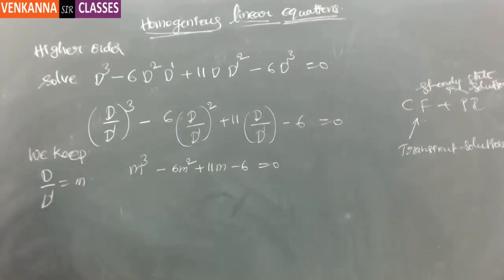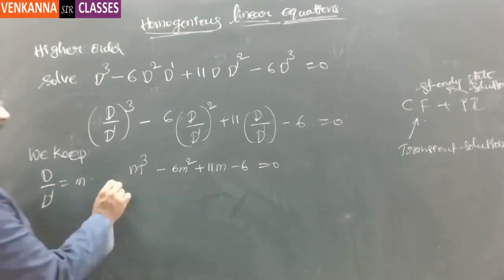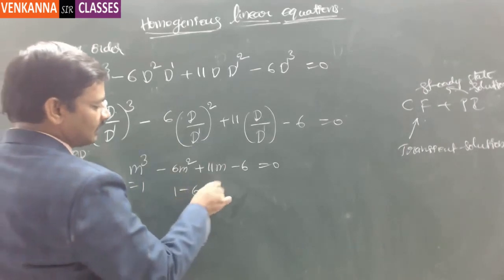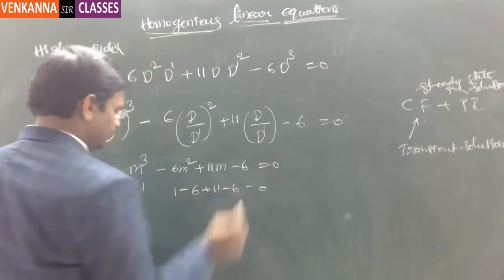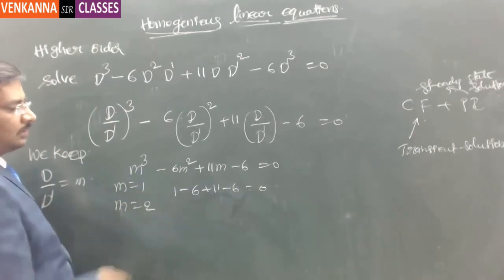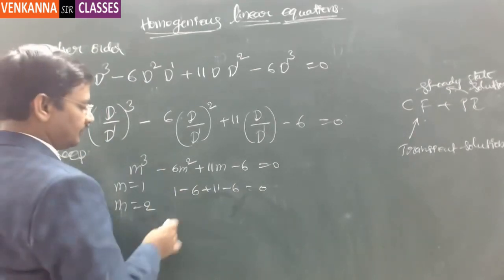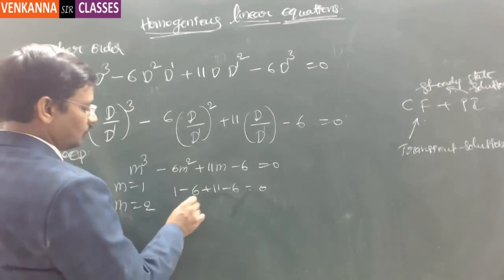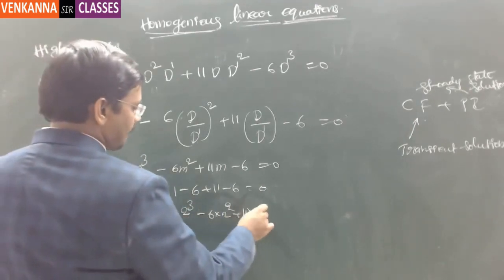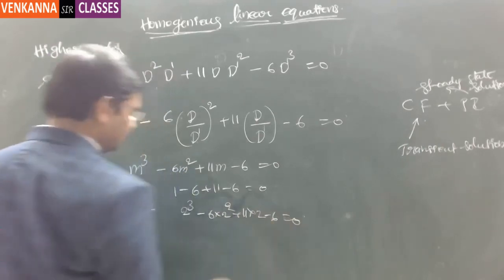What are the solutions of this particular equation? So if I keep m is equal to 1, then this is going to be 1 minus 6 plus 11 minus 6 equal to 0. So m is equal to 1 is one solution. If I keep m is equal to 2, then it is going to be one more solution. That is, 2 cube minus 6 into 2 square plus 11 into 2 minus 6. This is again coming out to be 0.